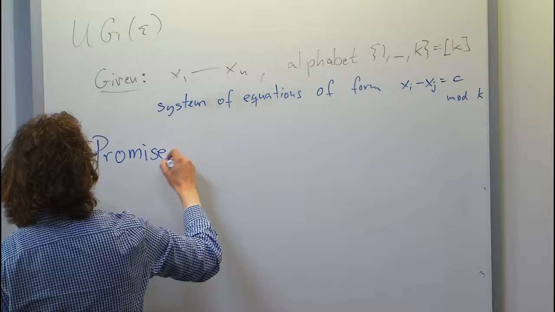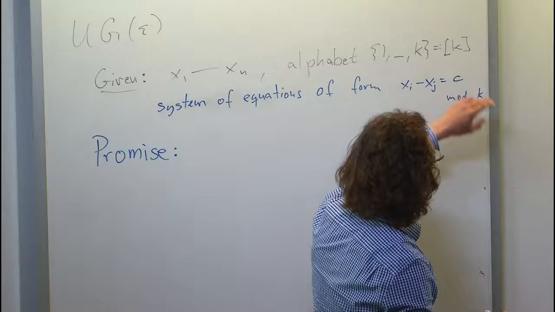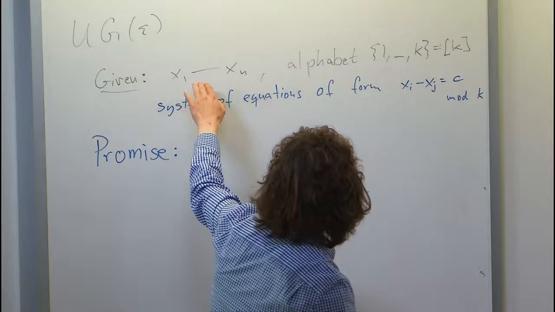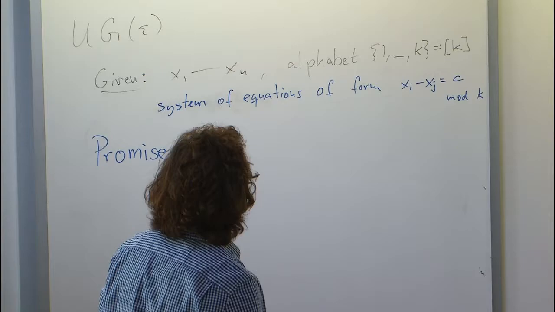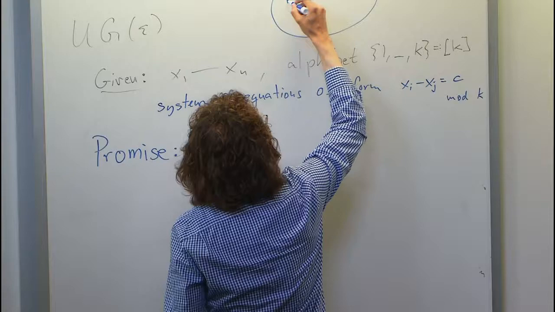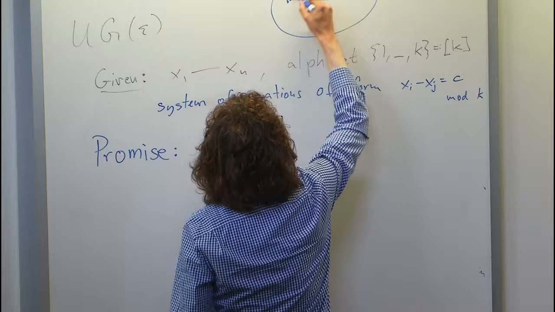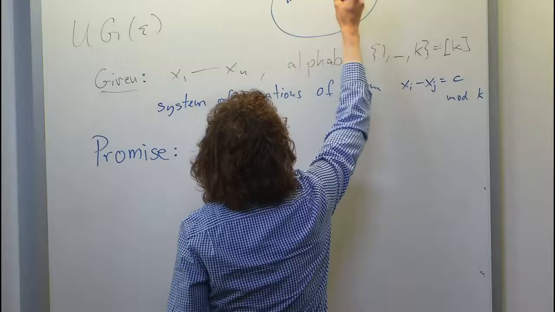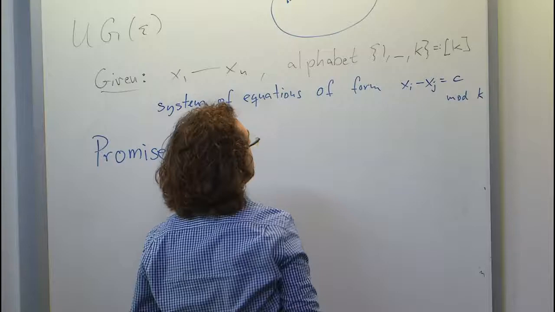This input comes with c_ij. i, j range over 1 to n, and c can be anything between 1 to k. Maybe one way to visualize it is that here you have the variables, then you have edges between the variables, and they are labeled by numbers c indicating the constraint. c is c sub ij, it need not be the same for all.